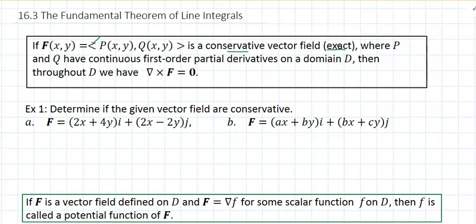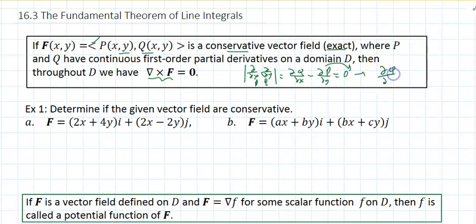Exact and conservative means the same thing, where p and q have continuous first partial derivatives on the domain D. Then throughout D, del crossed with f, and if you recall, that is the partial of q with respect to x minus the partial of p with respect to y, equals 0, or those are simply equal. Either or. Depending on which book you use, you could see this in so many different forms.